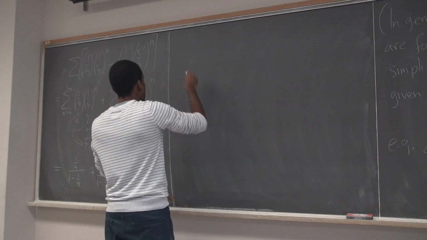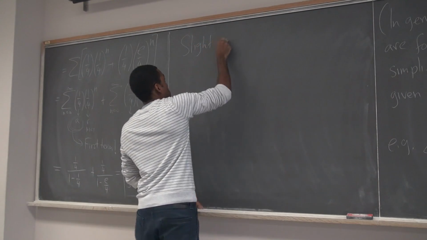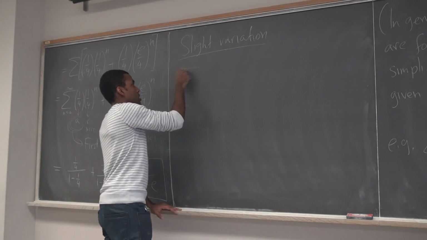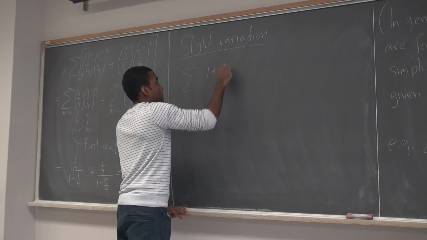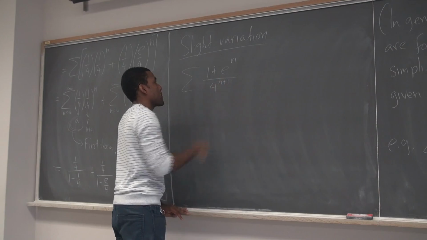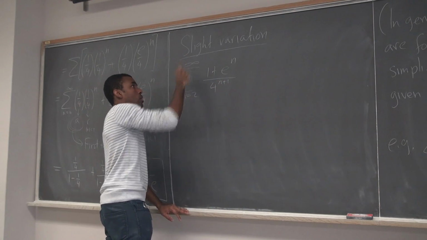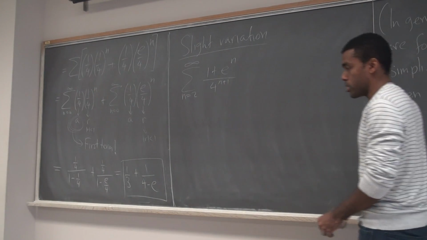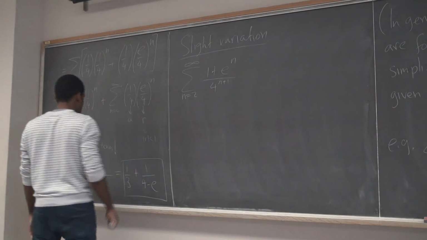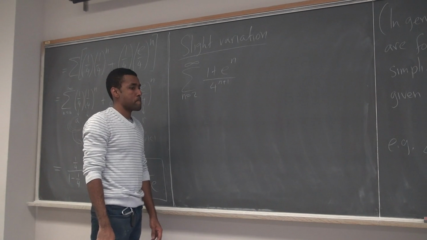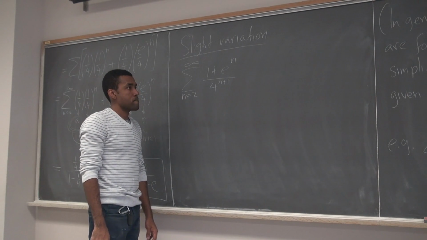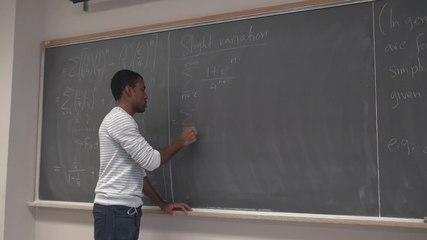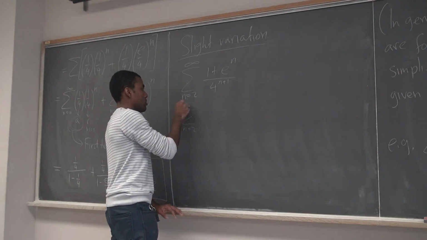Okay, so a slight variation here. Just a little slight variation. What if I gave you exactly the same series, but now n starts at 2? We know it's going to converge, but how do we figure out what it converges to? So we're going to go in here, we're going to have n equals 2, to infinity.